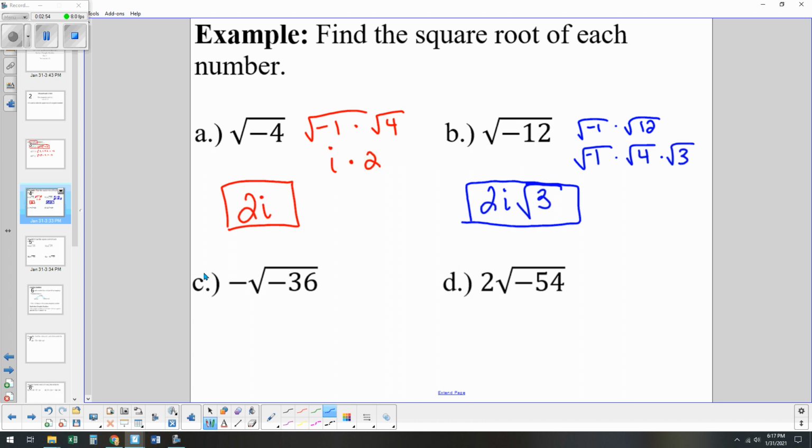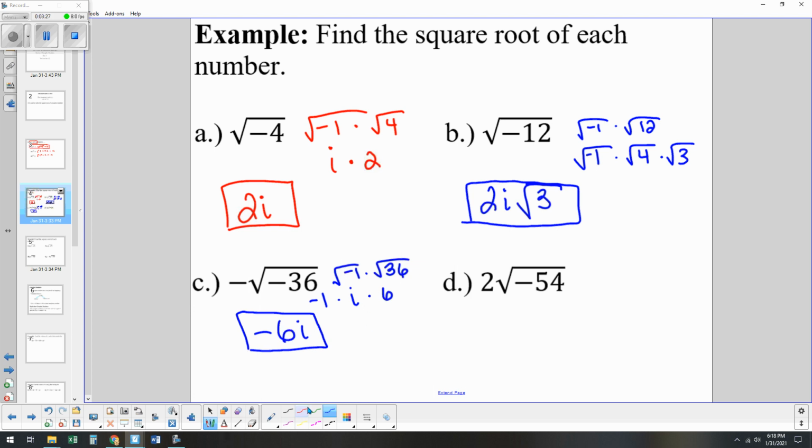All right, let's look at C. I can't distribute a negative, so this negative is actually its own thing. So I'm going to focus on just the number under the radical first. So that's -1 times 36. So this is i, this is 6, and this out front was just a -1. So if I multiply these together, -1 times 6 is -6, and then we have i.